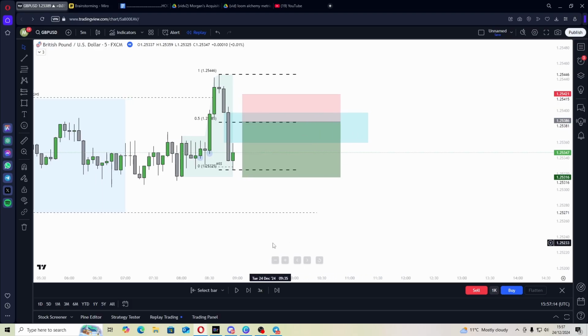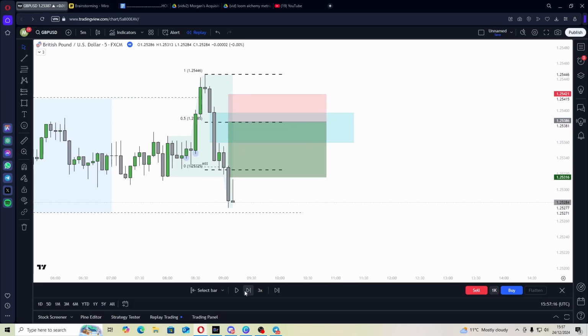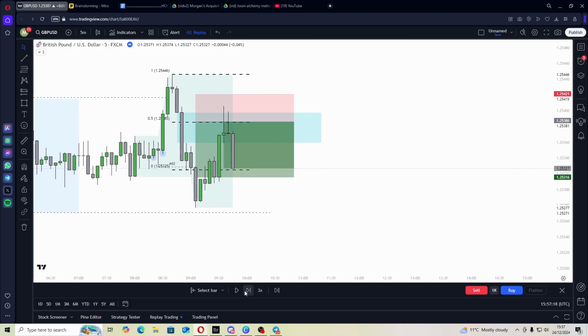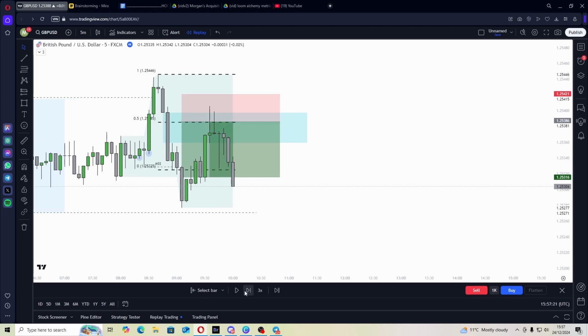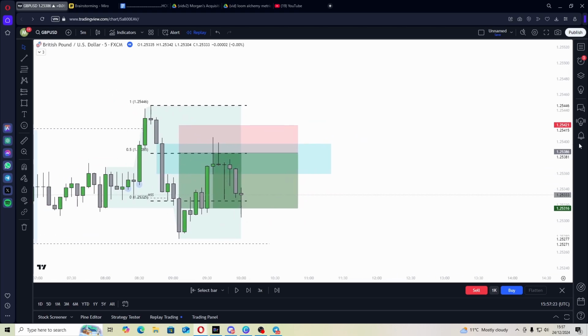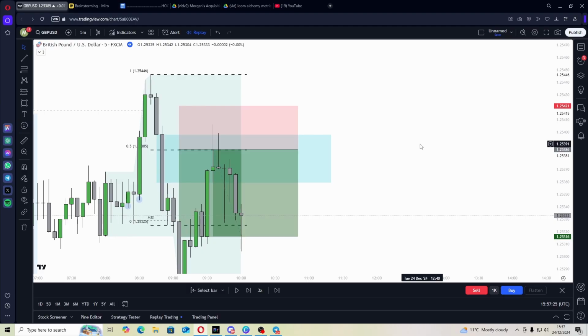So all I'm going to be doing now is playing price forward, and we're going to see exactly how it runs. Okay, so you can see it's entered right there, and it's completely just smashed our take profit. Okay, this is how easy and simple this strategy is, but if you actually use it optimally, which I'm teaching you right now, you can make so much profit with it. Now I'm going to show you the next example.